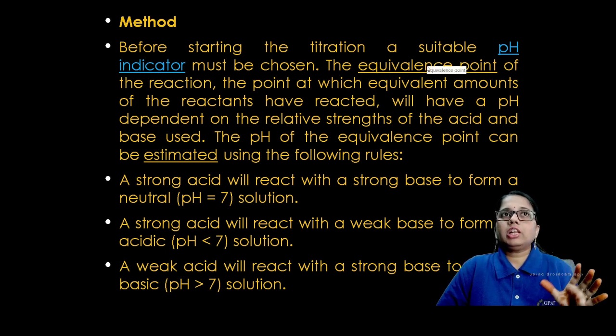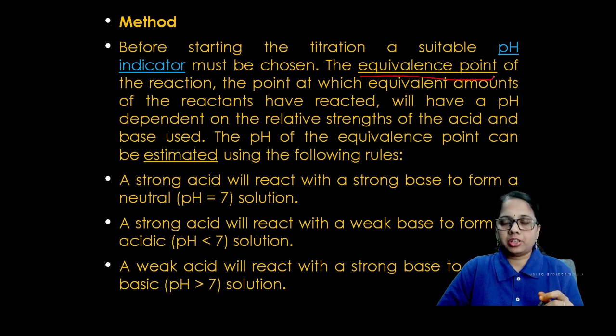So the equivalence point of the reaction, here you can see the equivalence point of the reaction. That means what is that? The point at which the equivalent amounts of the reactants have reacted will have a pH dependent on the relative strengths of the acid and base used. Okay, so where the equivalence is going to happen is determined by the stoichiometry of the reaction.